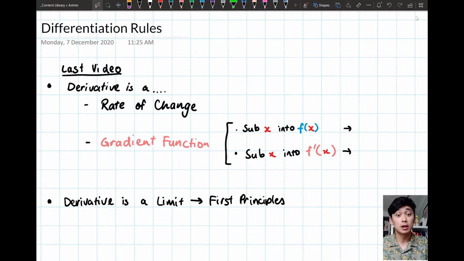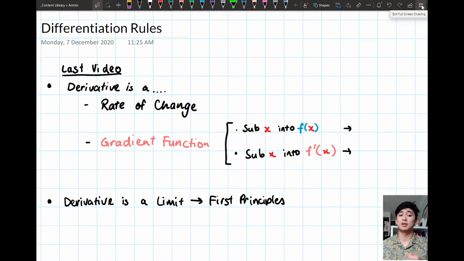Now in the previous video, what we looked at was what the derivative was and also how to find a derivative from first principles. So this is just a quick summary of what it was. A derivative, we talked about how it was a rate of change. It describes how two quantities are related to each other, how one changes in relation to another. And the second thing was we talked about the derivative as a gradient function.